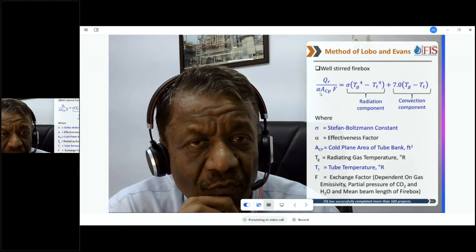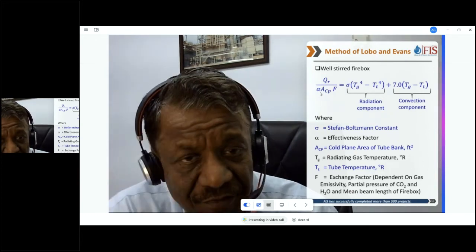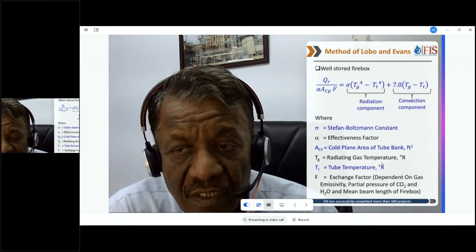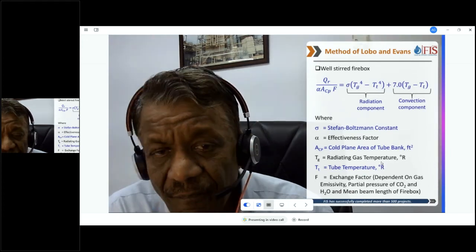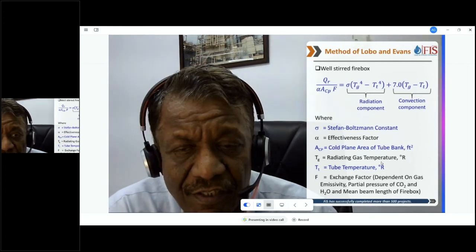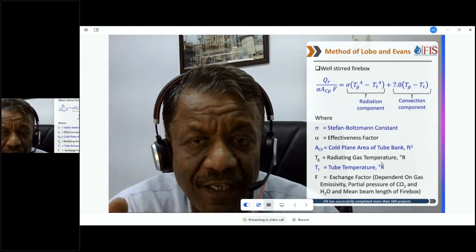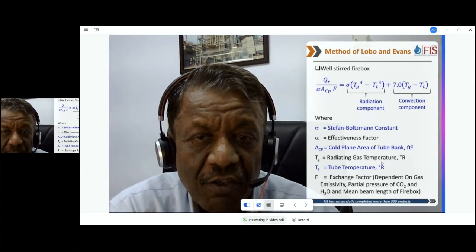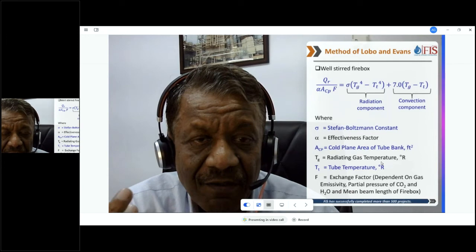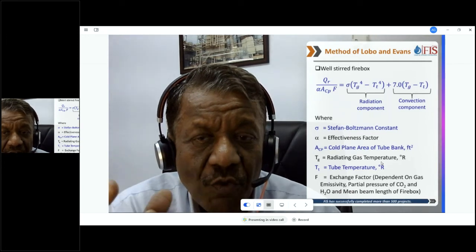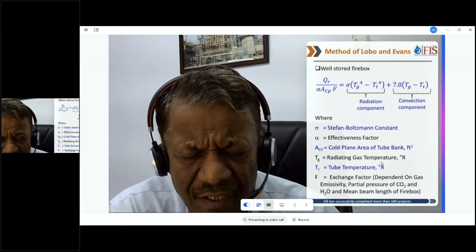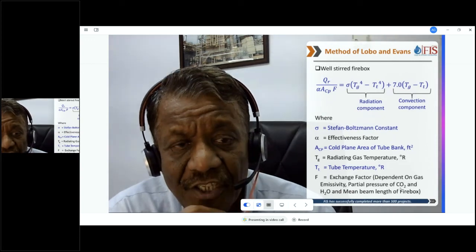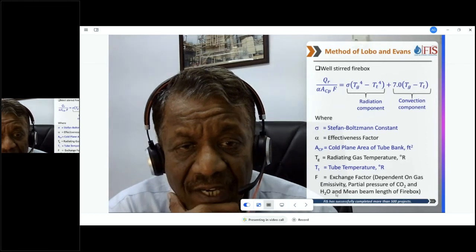Now, one thing I want to talk about, since we have a few minutes left, is that the radiation in Lobo-Evans correlations does not depend on the flame or flame color. A lot of people talk about flames and flame color, but no radiation component is taken there. We are going by the partial pressure of CO2 and water vapor.